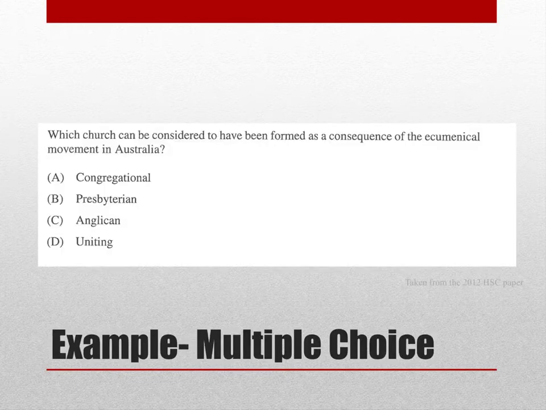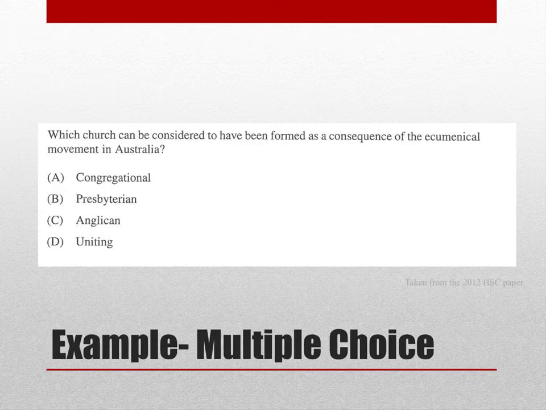So this question is an example of a multiple choice question which has been taken from section 1, the 2012 HSC paper. And it asks you, which church can be considered to have been formed as a consequence of the ecumenical movement in Australia? A. Congregational, B. Presbyterian, C. Anglican, or D. Uniting. Now, it's really important that you don't look at this question and say, I don't know the content. Of course you don't. You haven't learnt it yet.